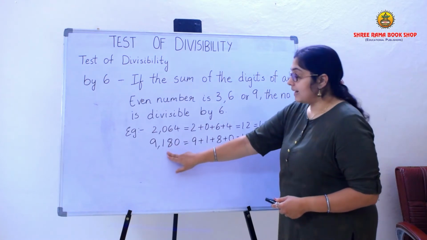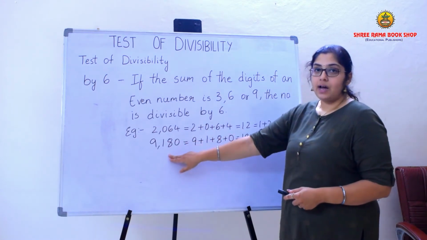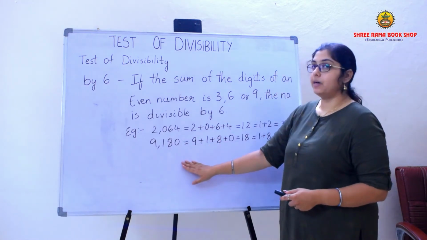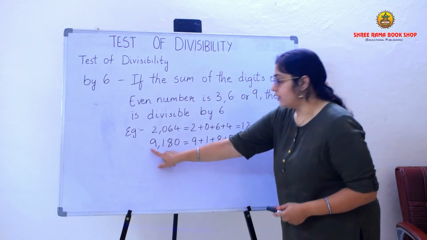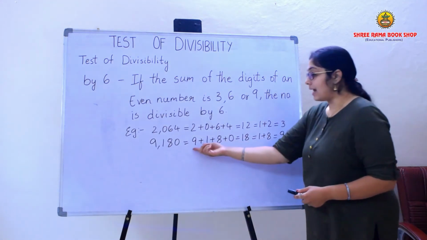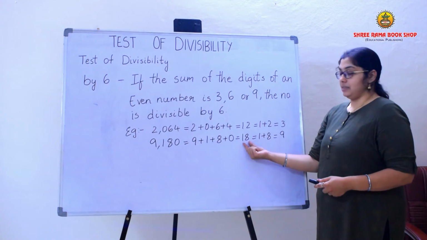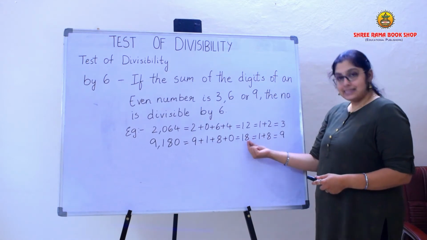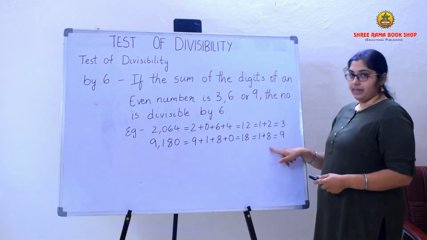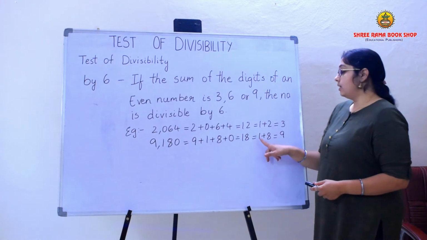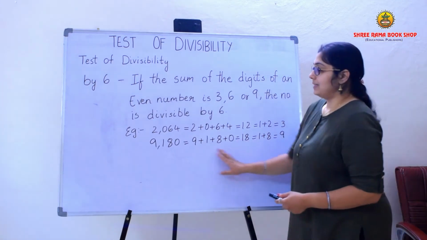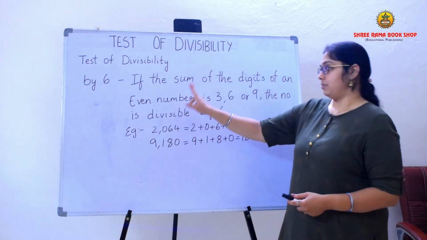Now the second example, it is 9180. So I am going to add all the digits of this 4-digit even number: 9 plus 1 plus 8 plus 0. After adding all the digits, I got the answer as 18. Again, this is a 2-digit even number, so I add it again: 1 plus 8. The answer is 9. So I can say that this number 9180 is divisible by 6.